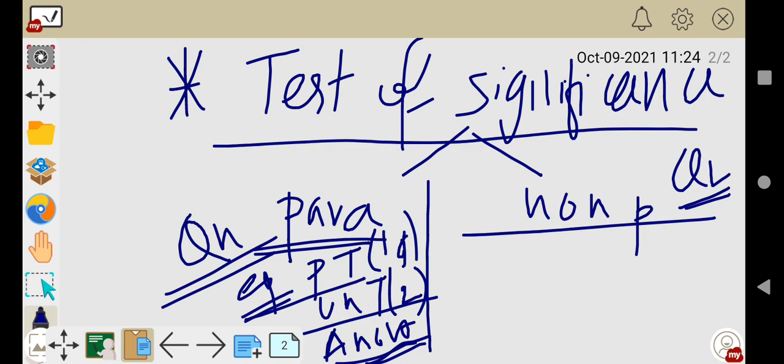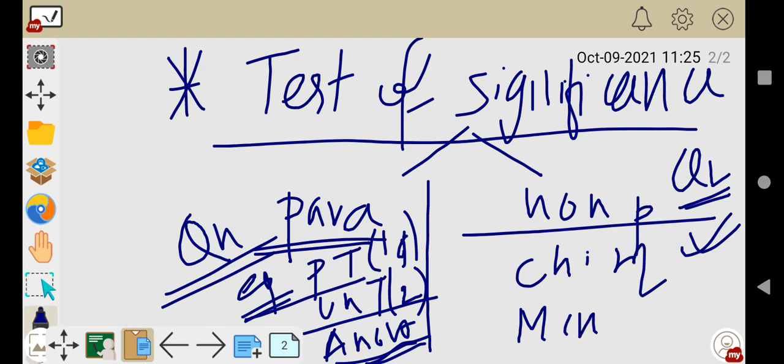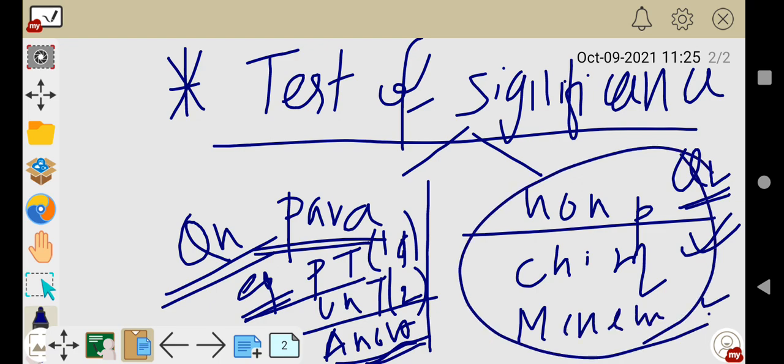And non-parametric tests have very tough names, for example chi-square. This has been asked in your INICET. Then McNemar. Just remember these two. All the tough names are in this group. Non-parametric is mainly for qualitative data.